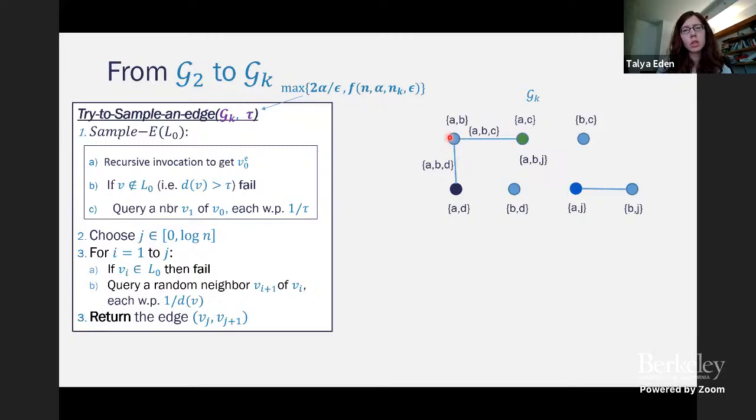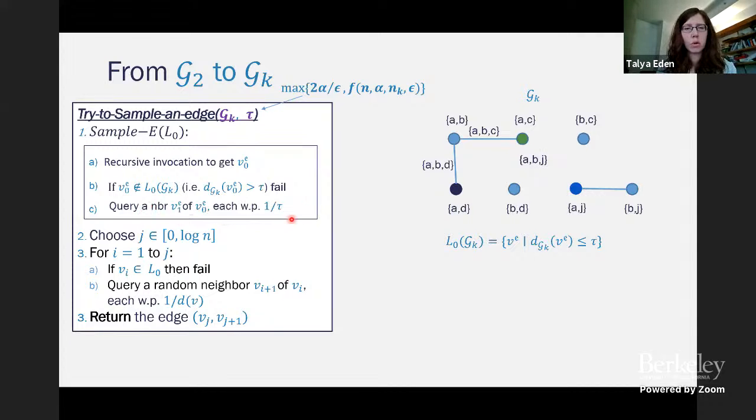But actually, the only reason we wanted this degree query is because we wanted to know if our vertex belongs or not to L0. So this is what we want to do: we want to check if this vertex belongs to L0 of GK or not. We won't be able to do it using a degree query, but we'll do something else. Okay, so we call this L0. It means that its degree in this graph is at most tau. And we wanted to query a neighbor V1 or V0, each with probability 1 over tau.